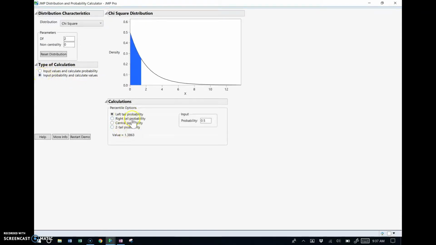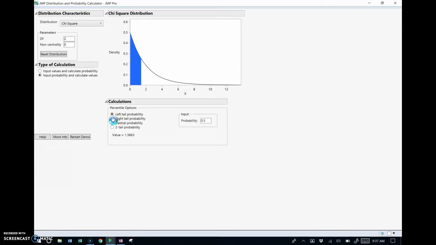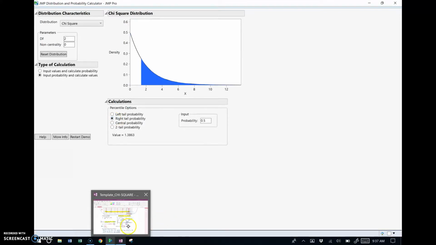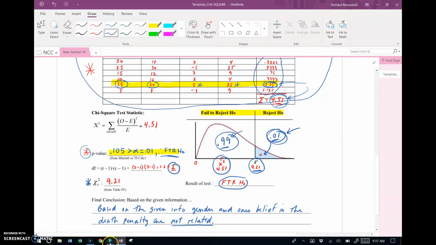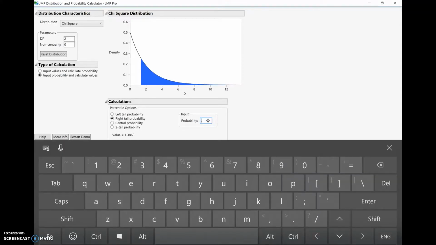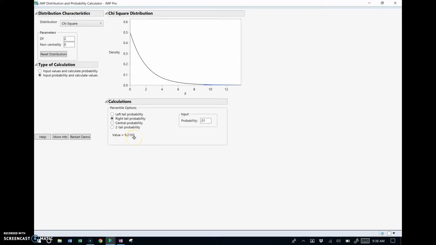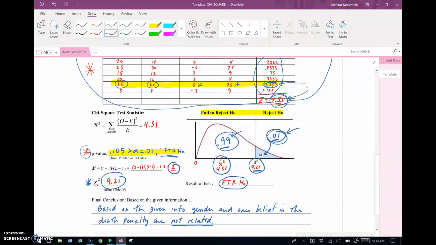Now, it asks over here, what kind? Is it a left-tailed probability you're giving me? Is it a right probability, a center probability? Right now, left is the default, and naturally, if I go left, then I would have to give it the 0.99. If I switch it to a right-tailed probability, then naturally, I would give it the 0.01. It doesn't matter which one you pick. I'll use the right-tailed probability scenario. So I'll put 0.01 in there, hit enter, and as you can see, it calculates the chi-square critical value for us. All right, so that's where you would get that 9.21 without having to go to your table.